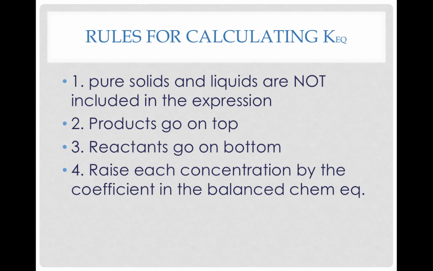Same with the combustion reaction. Combustion reactions only proceed in the forward direction. They do not reverse. Therefore, you cannot write the equation using whatever's been combusted because it's not going to go in the reverse direction. Okay, so when we're writing the equation, it's actually a relationship between the products and the reactants. The products are going to go on top of the equation and the reactants go on the bottom. I'll show you what that looks like in just a second. You also have to raise each concentration by the coefficient in the balanced chemical equation.